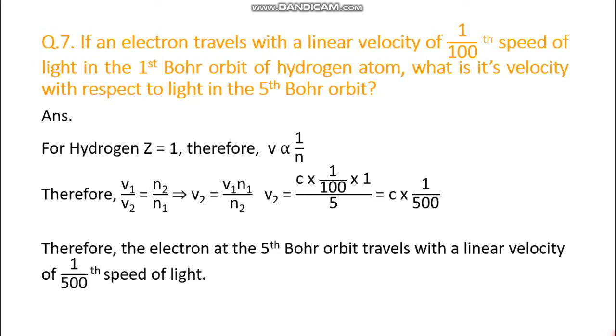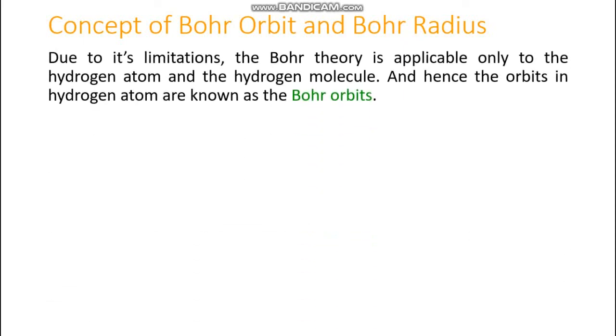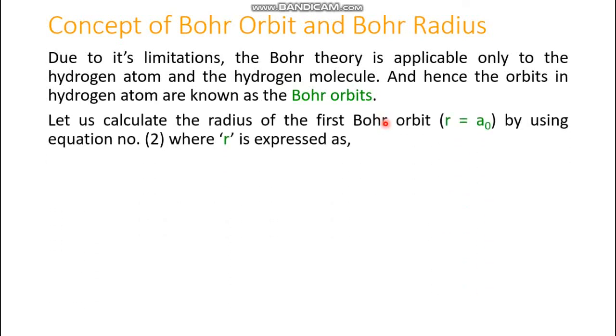So that's all about this question, and let's move on to the next subtopic, which is the concept of Bohr orbit and Bohr radius. Due to its limitations, the Bohr theory is applicable only to the hydrogen atom. This is very important. It is not possible to apply this theory to other atoms, and the hydrogen molecule also, and hence the orbits in the hydrogen atom are known as the Bohr orbits. Let's calculate the radius of the first Bohr orbit, which is denoted as a0.